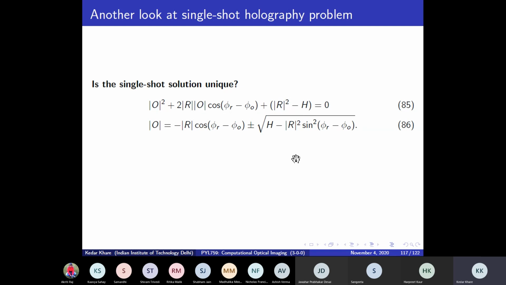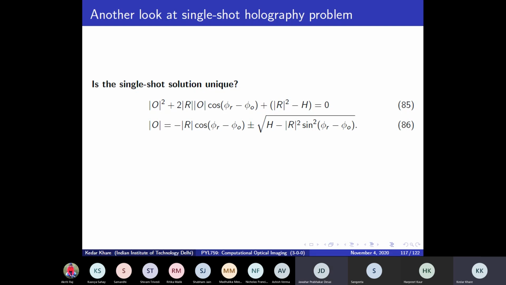Do you notice something odd here? Just look at this solution in equation 86 and see if you find something odd. There are two solutions here. But it's a magnitude of O, so I can choose only one of them. That is fine, because I know that it's the magnitude, so I have to pick the positive valued solution. That ambiguity is not very difficult to resolve, because I know that I'm solving for the magnitude of O. Among the two solutions, whichever is positive, I will pick that solution. Anything else you notice here?